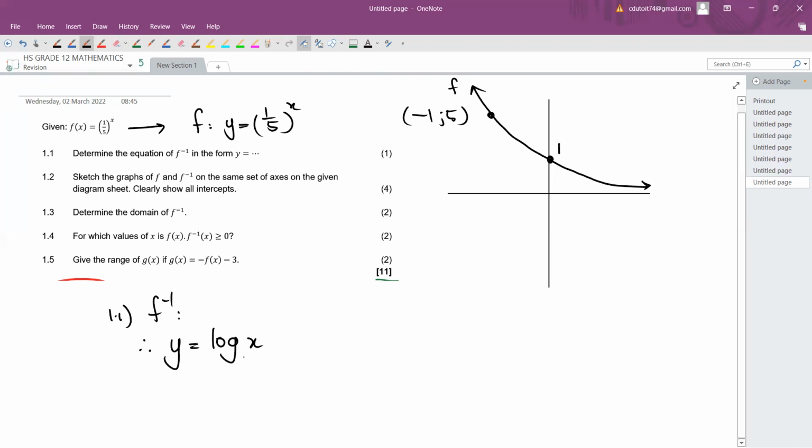Would you be able to do this? What we've done just now. Yes. Okay, so that's 1 mark. Then 1.2, 4 marks. Sketch F, we've got it already, and the inverse on the same set of axes given on a diagram sheet. Okay, well, we don't have a diagram sheet with us. There's the F1. The inverse you've actually learned. It's just this one.